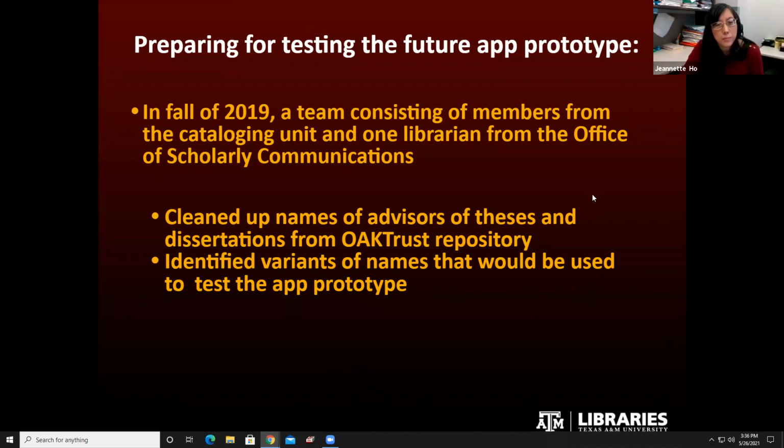Sorry. I'm going to go over some of the preparation that we did in anticipation of the prototype of this name app in the future. So back in the fall of 2019, a team consisting of some members from the cataloging unit and one librarian from the Office of Scholarly Communications got together and started cleaning up names of advisors of theses and dissertations from the Oak Trust repository. And during the process, we identified variants of names that would be used to test the prototype when it becomes available.